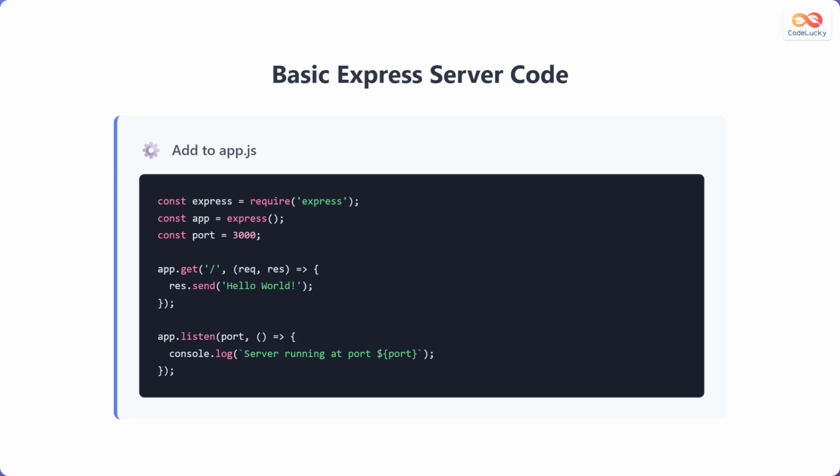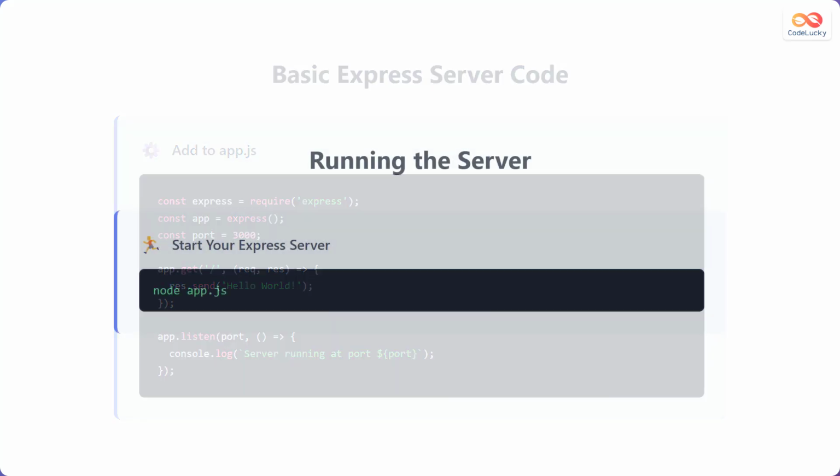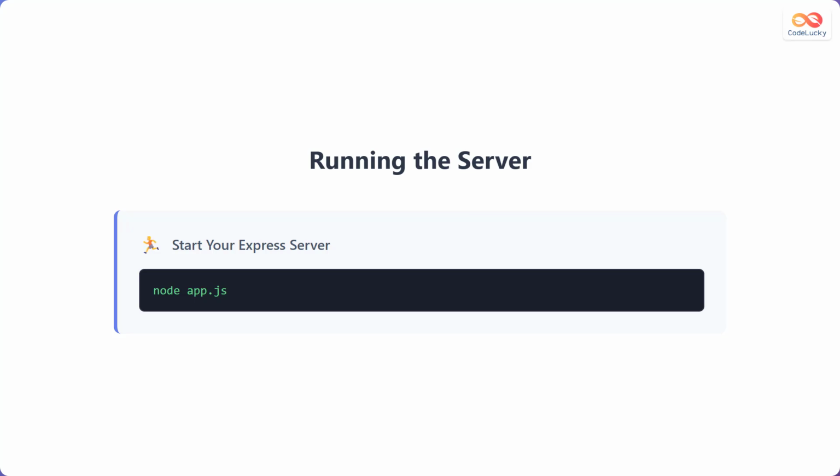Now let's start the server. To start your Express server, go back to your terminal and run the command node app.js. This command executes the code in your app.js file and starts the server. Keep the terminal running as closing it will stop the server.